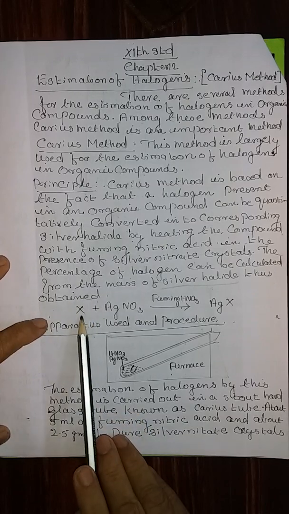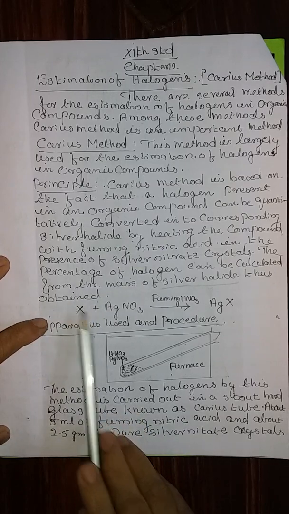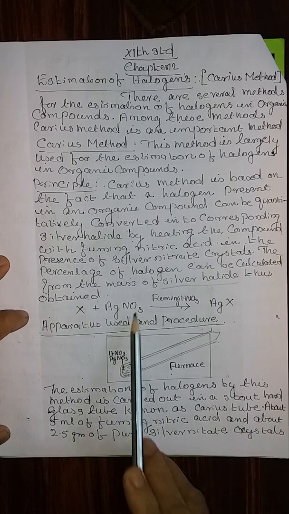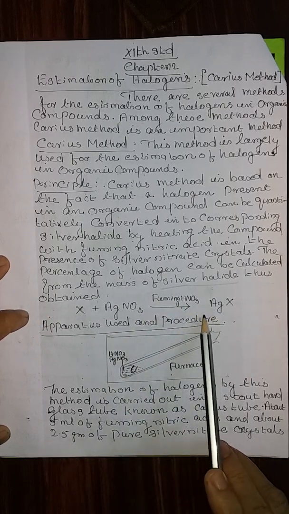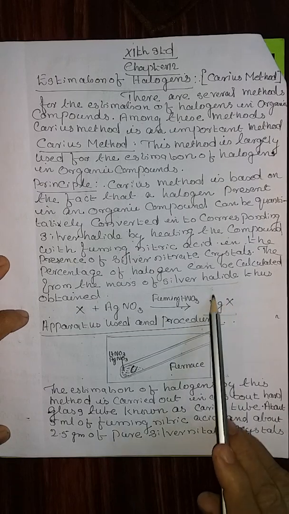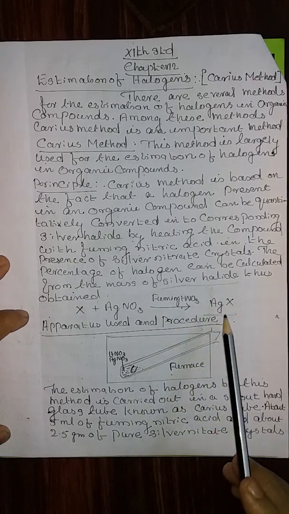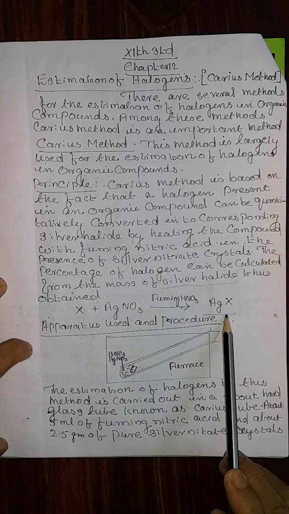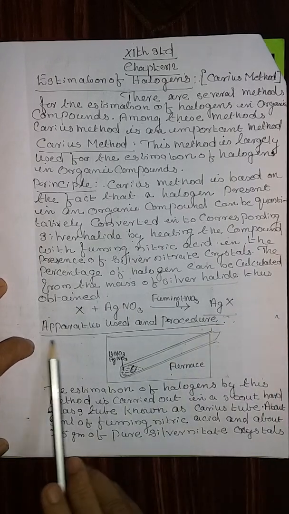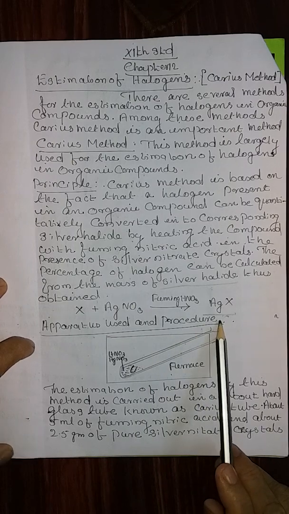The organic compound containing the halogen reacts with the silver nitrate in presence of fuming nitric acid and forms silver halide. This is collected and weighed, and from this we can calculate the amount of halogen present in the compound. Apparatus used and the procedure.